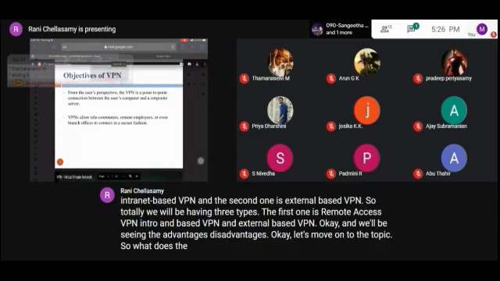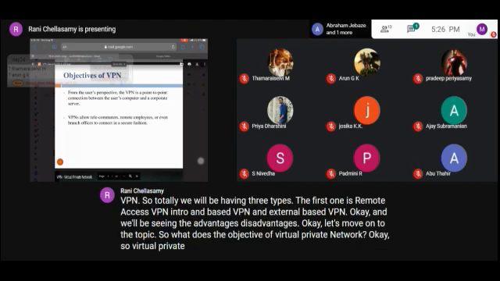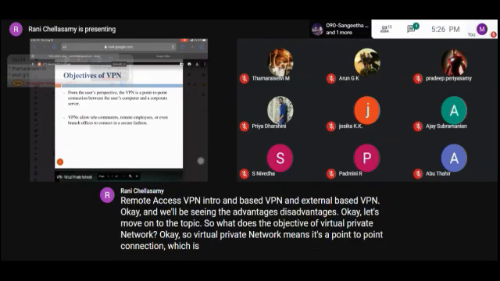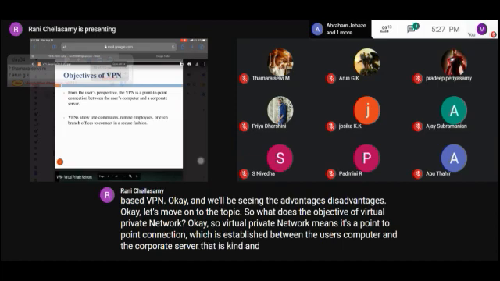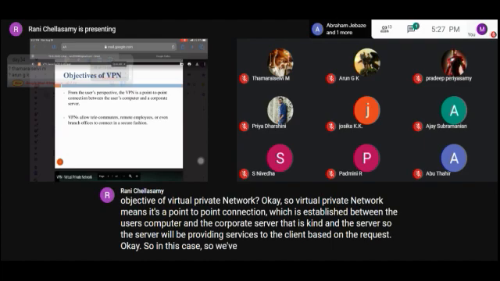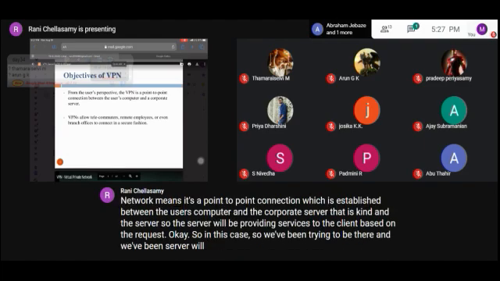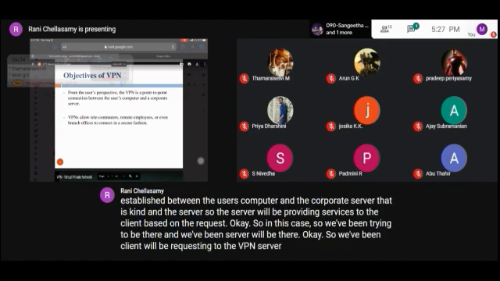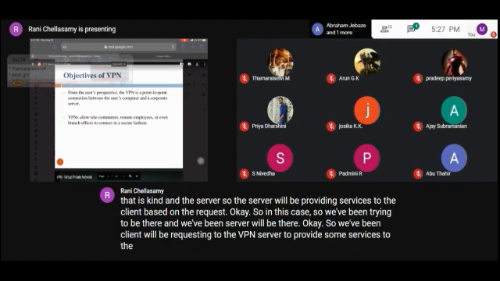So what is the objective of virtual private network? A virtual private network is a point-to-point connection established between the user's computer and the corporate server, that is, client and server. The server will be providing services to the client based on the request. So the VPN client will be requesting the VPN server to provide some services to the VPN client.